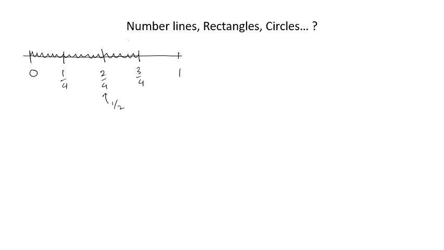Where does the 4 come from? Well, I've broken it into 4 equal sized pieces. Where does the 3 come from? I've selected 3 of them. And that's it. That's the whole thing. And so as a linear model, as a number line model, this is how I'm going to show 3/4.